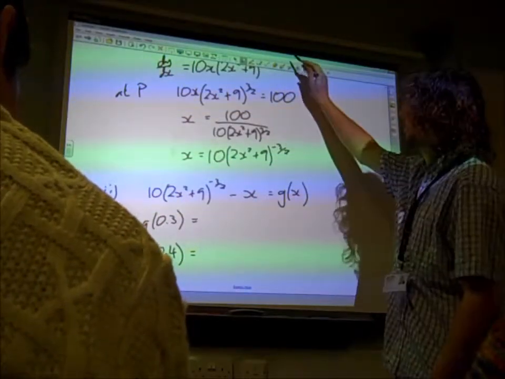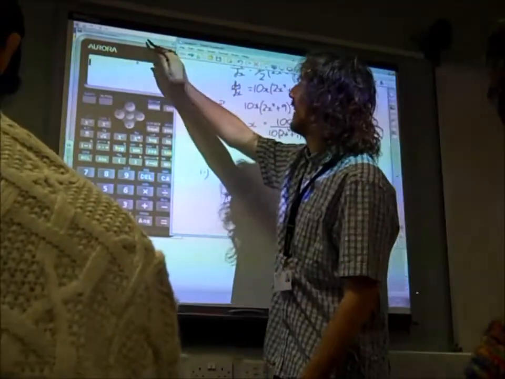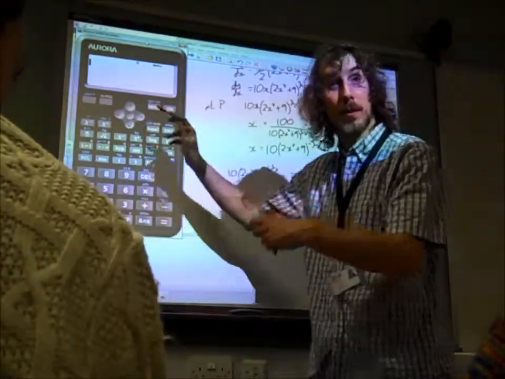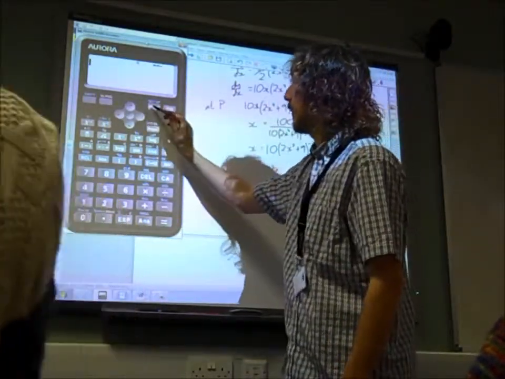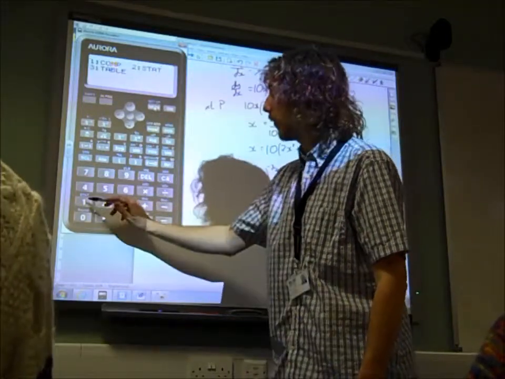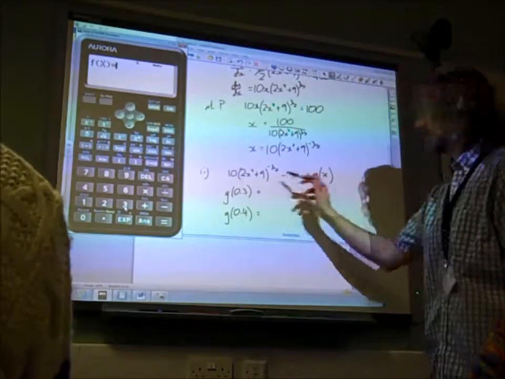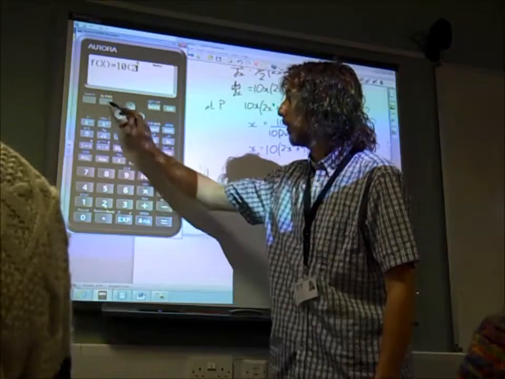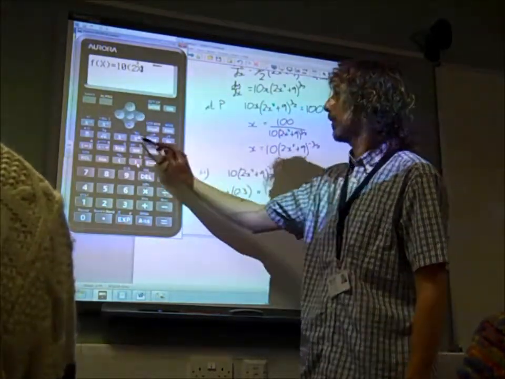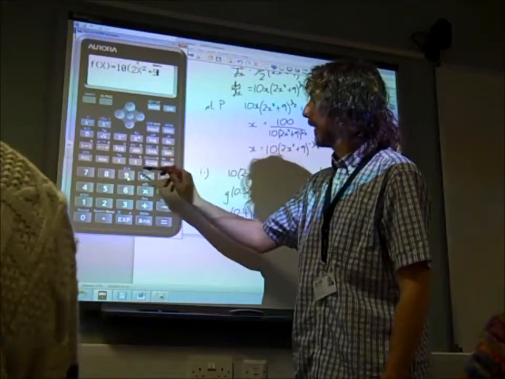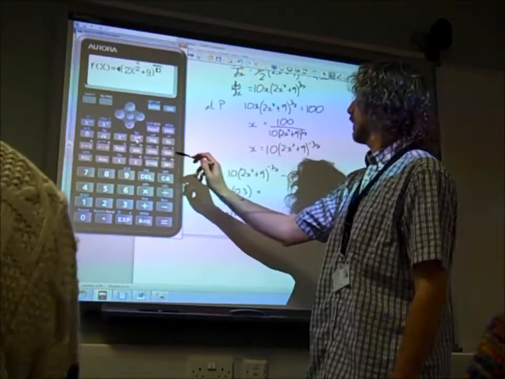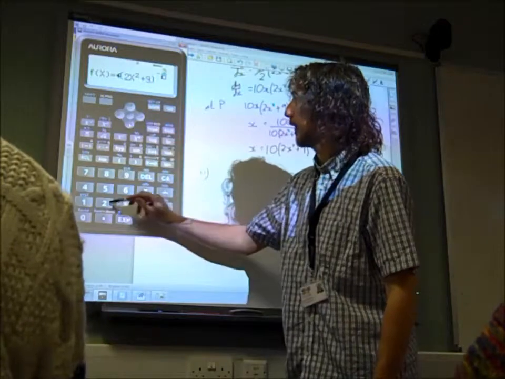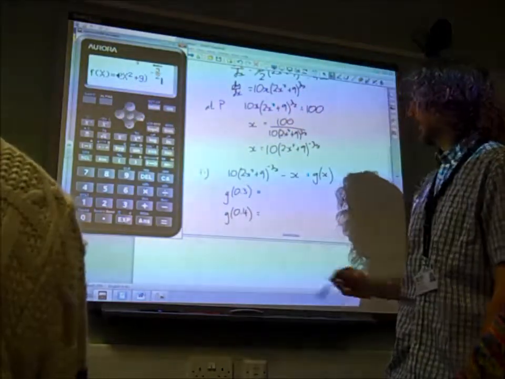Should we do the table thing just because it looks great? Is that on the screen? Yeah. So what do we do? Mode and 3, the table. The function, slightly complicatedly, is 10 brackets 2 x squared plus 9 to the power of minus 3 over 2. Brilliant calculator work there. Minus x.